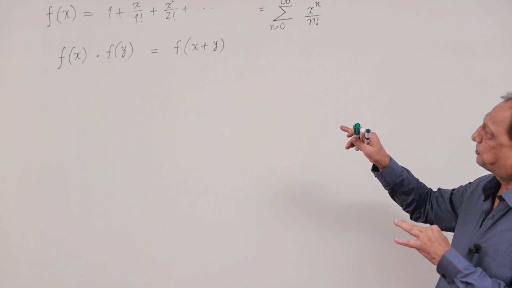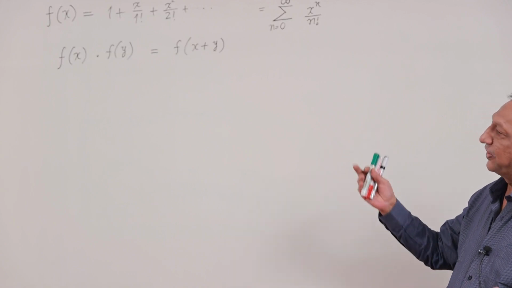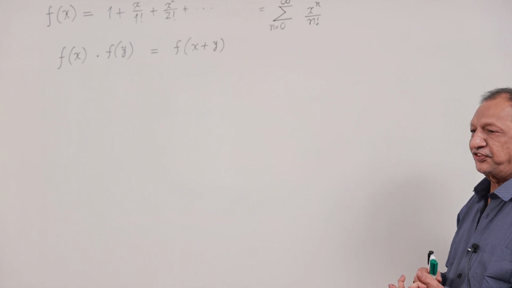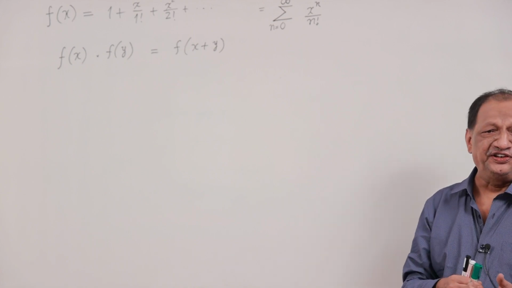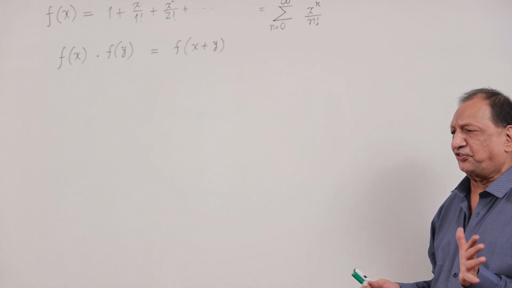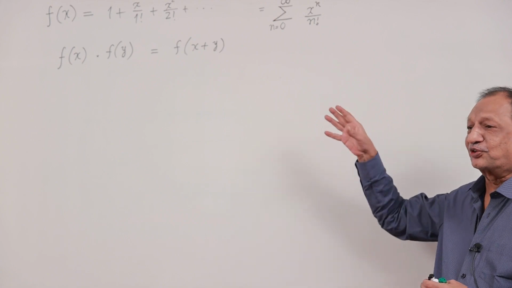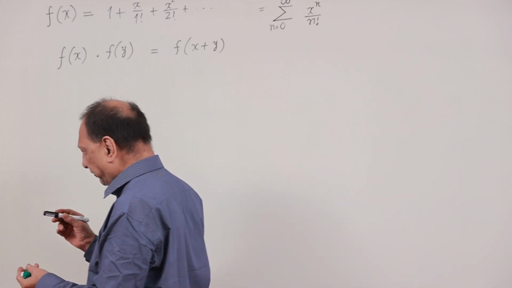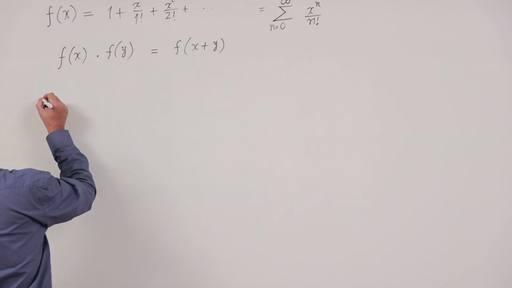And when I say x plus y, I have not said whether x is positive, x is negative, or whether x is rational, integer, not integer. We have not even discussed all those aspects. We can start looking at those aspects, to start with. So what is the first thing that we do? What is f of 0?